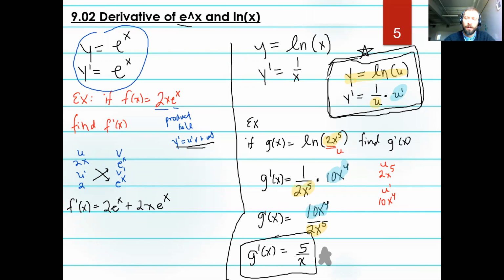So I have natural log derivatives, and I have exponential function derivatives. Both of them are fairly simple if you have these examples and you have these formulas in front of you. You'll have to practice those and do those on the quiz.